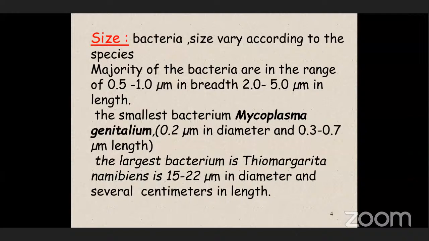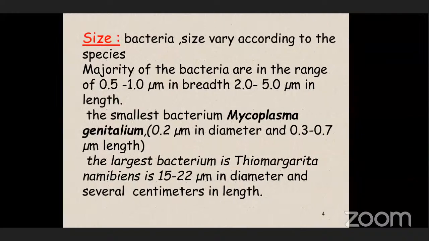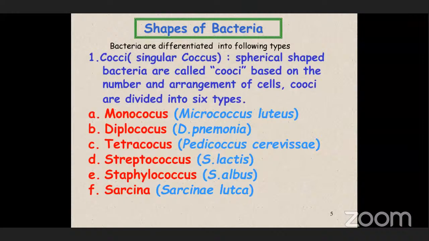So next, the shape of bacteria. Bacteria are different in shape. According to shape, the bacteria are differentiated into the following types. The first one is very important, listen carefully. This is basic stuff.